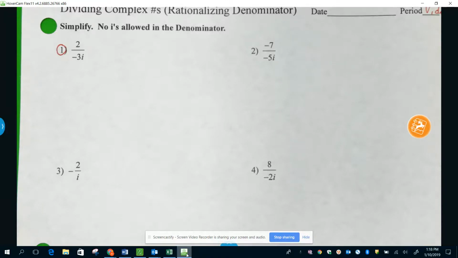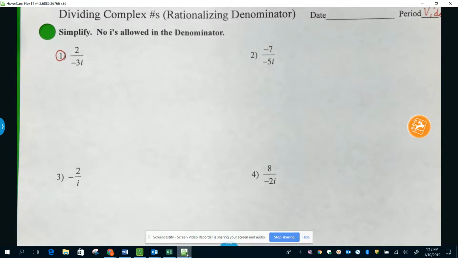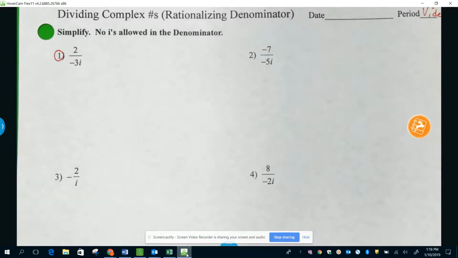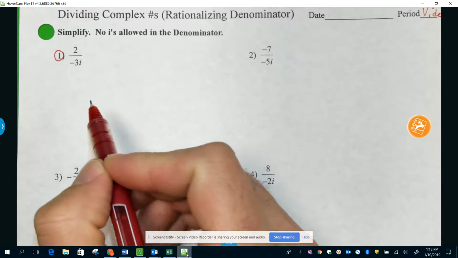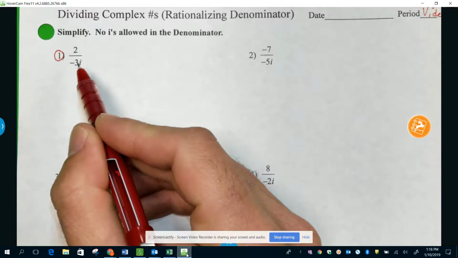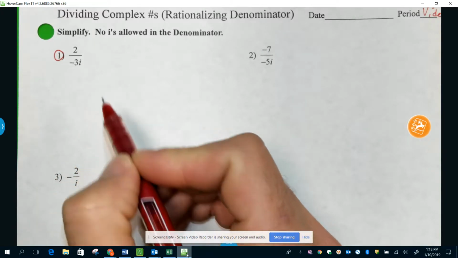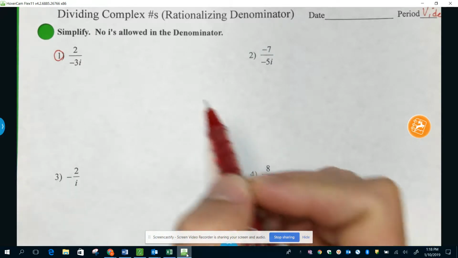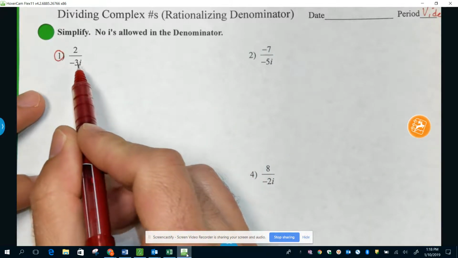All right, today we are looking at dividing complex numbers, also what we're going to call rationalizing our denominator. Okay, so the issue here with these problems is that I've got an i in my denominator. I'm never allowed to have an i in the denominator. So I need to get rid of that i.